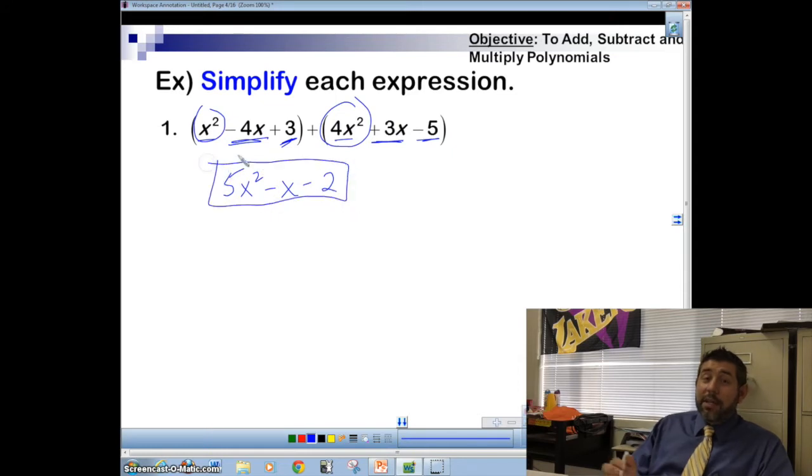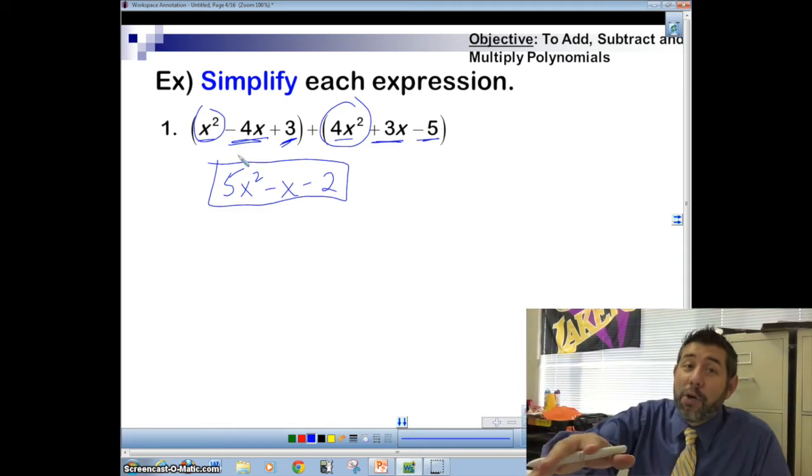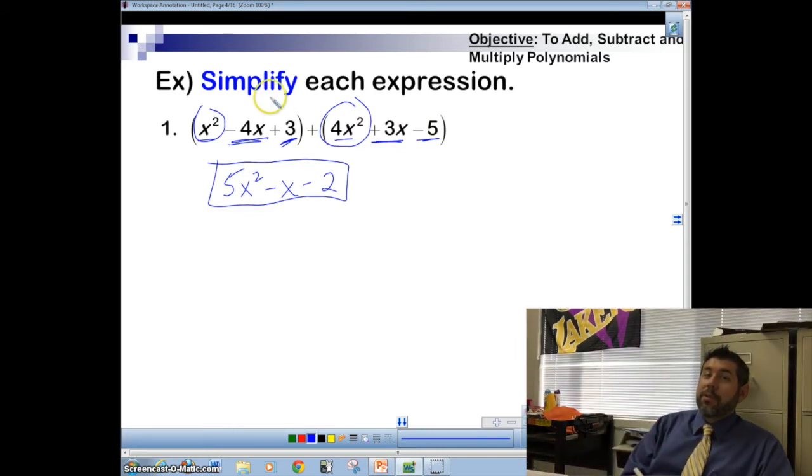In fact, my son, who's 5 years old, I was teaching him negative numbers the other day, he can do 3 minus 5. 3 plus a negative 5, it's a negative 2. Boom. Let's go to the next one.